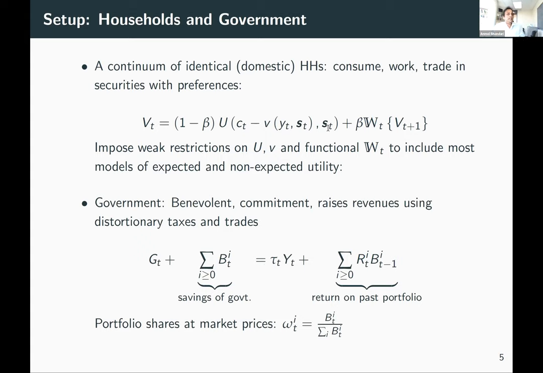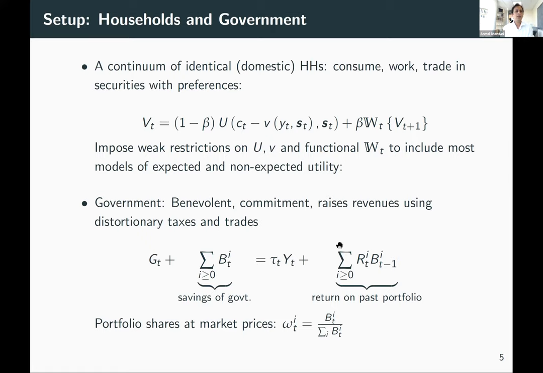The next important agent is the government. The government here is benevolent in the sense that it cares about the welfare of the representative agent. It has commitment, and it raises taxes using distortionary taxes, which are denoted by tau. It can also trade in a subset of securities. So the government budget constraint here shows how the flows for the government work. B here is the savings of the government, so it's the negative of debt.